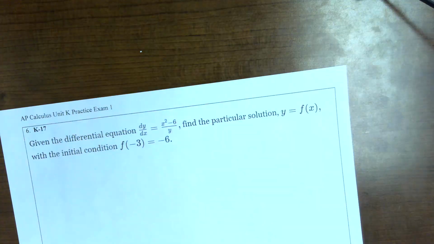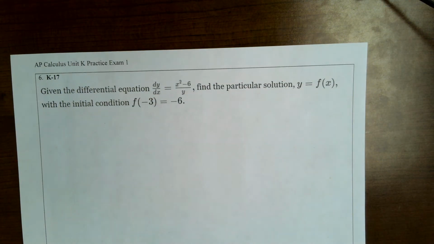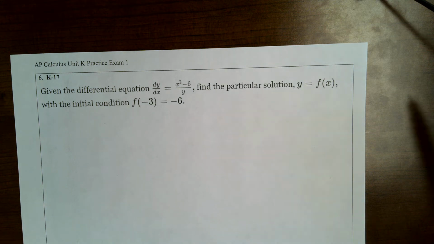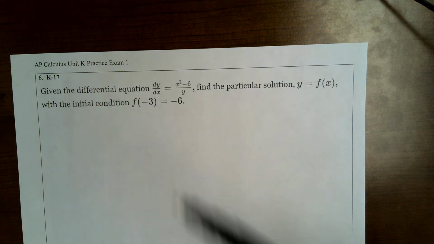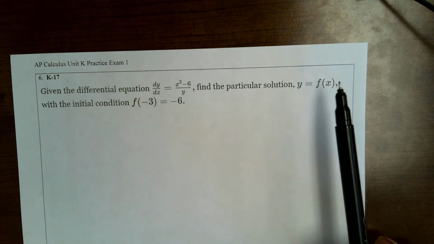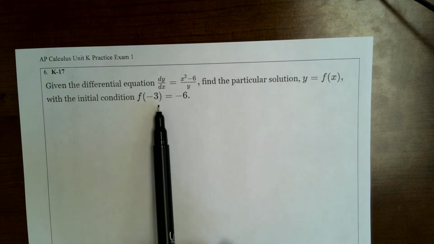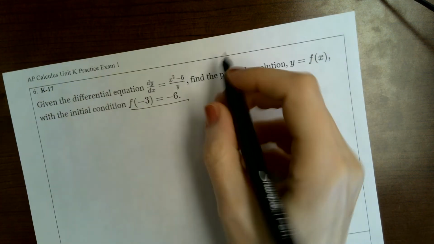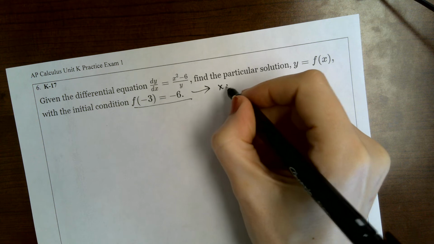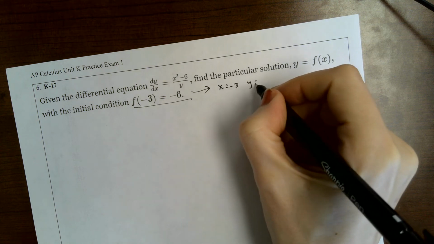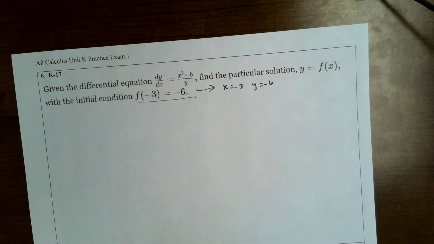Okay, we've got one more page. The last two problems on the exam are going to be solving differential equations. So this one, given the differential equation there, find the particular solution with this initial condition. So this initial condition is telling us that when x is -3, y is -6.